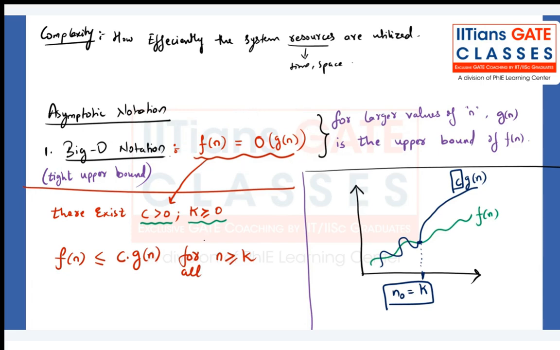There are a couple of things we discuss. Big O notation represents a tight upper bound. We write it as f of n is equal to O of g of n. When we write such a statement, it means that for larger values of n, g of n is the upper bound. It is basically bounding this function f of n. In this particular range, f of n will never be greater than some constant into g of n.